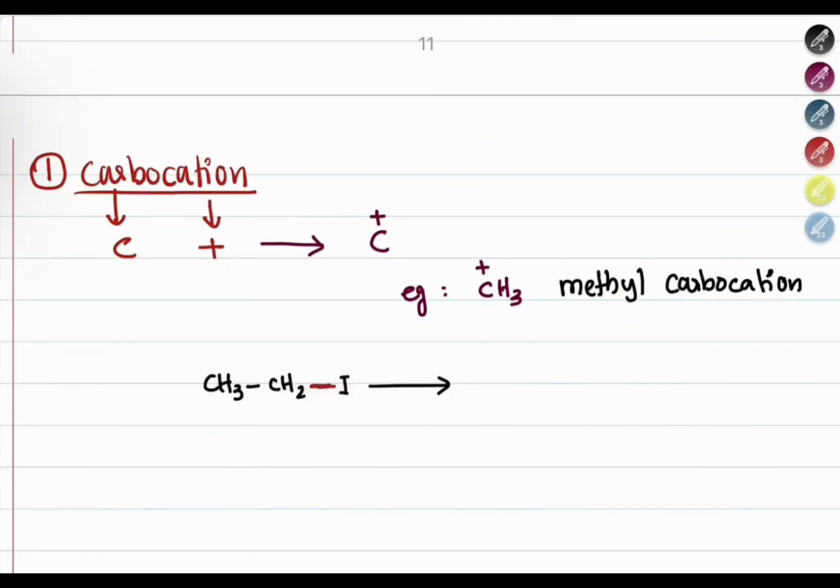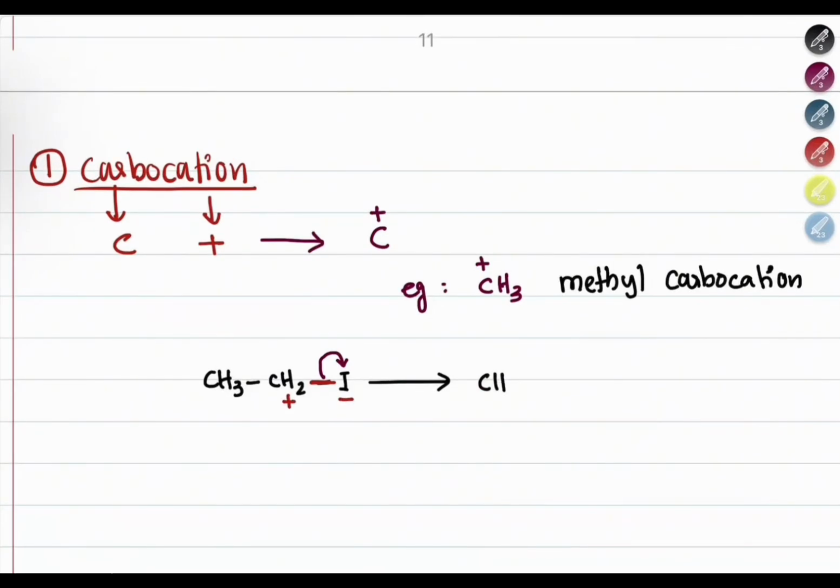So if this bond is breaking, this bonding electron will move to the iodine, and this will result in the negative charge on the iodine and positive charge on the carbon. So what will be the product we will get from this cleavage? We will get CH3CH2 with a positive charge on the carbon, plus I minus. And here you can see there is a positive charge on the carbon, and this is an example of carbocation.